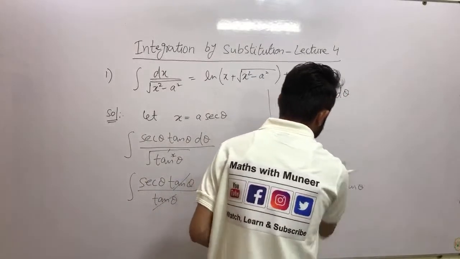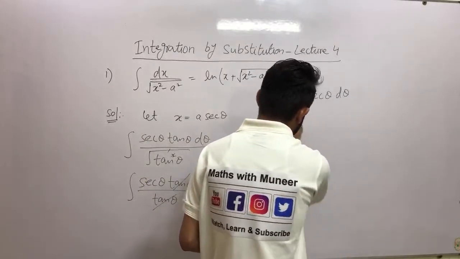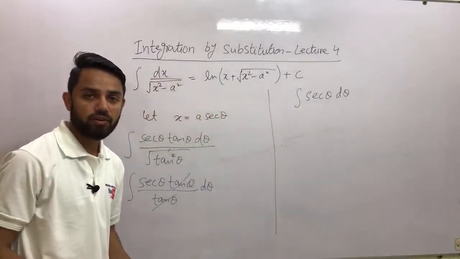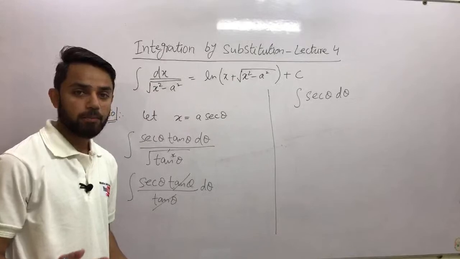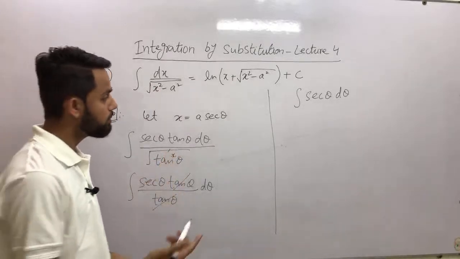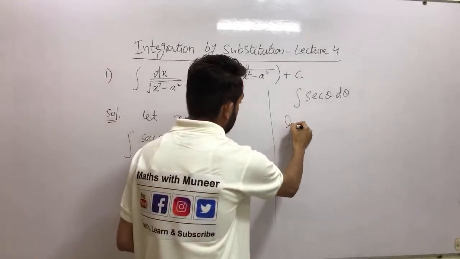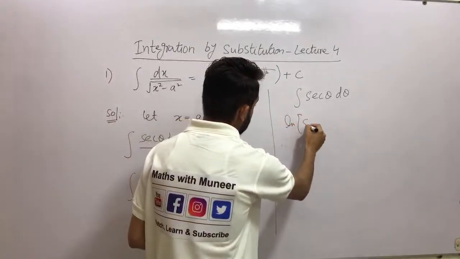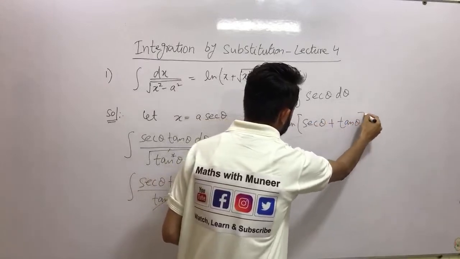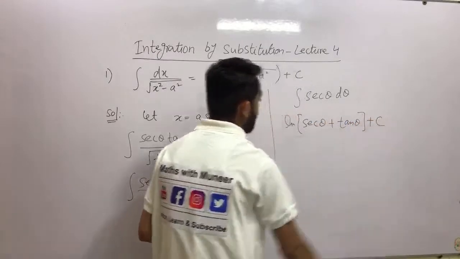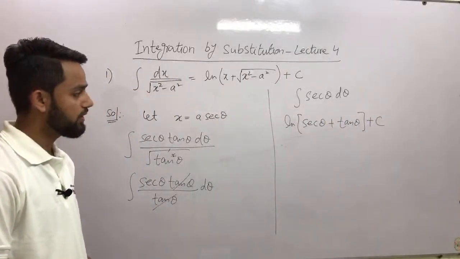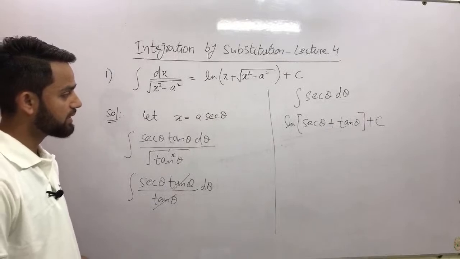Since derivation and integration are basically antiderivatives, or often we say integration is the opposite of derivation, what would be the integral of secant theta? It would be equal to ln of secant theta plus tan theta, and please do not forget to put the value c, which is the constant of integration. So ln of secant theta plus tan theta plus c.